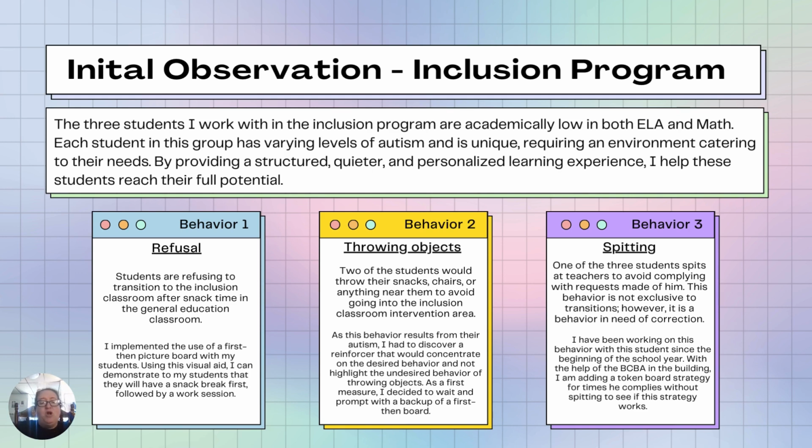Behavior 3, spitting. One of my 3 students spits at the teachers to avoid complying with pretty much any request given to him. It is not exclusive to transitions, but it is a behavior that I've been working on with him since the beginning of the school year. So for these strategies, I added a token board for this time. So if he complies without spitting, he can see by his token board how well he is doing, and I really praise him for meeting the expectations.